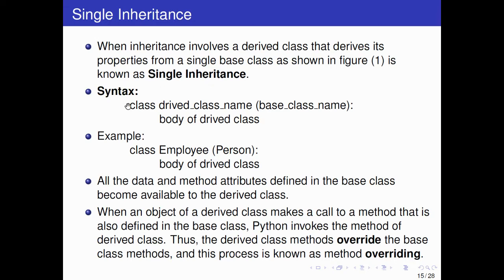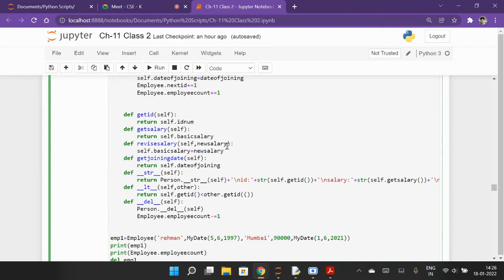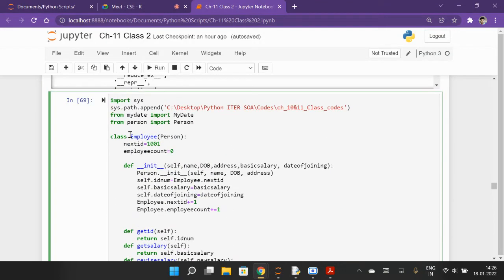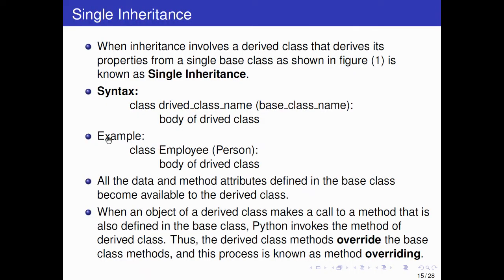The syntax will be: class, the derived class name, like we had employee, then the base class name, which was person, and then the body of the derived class. You have already seen the program, where the employee class is the derived class and person is the base class. So this is an example of single inheritance.